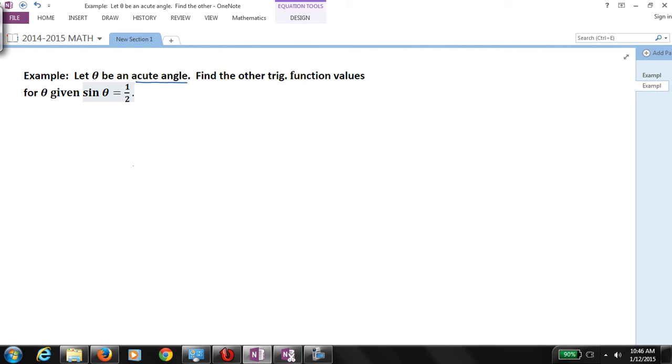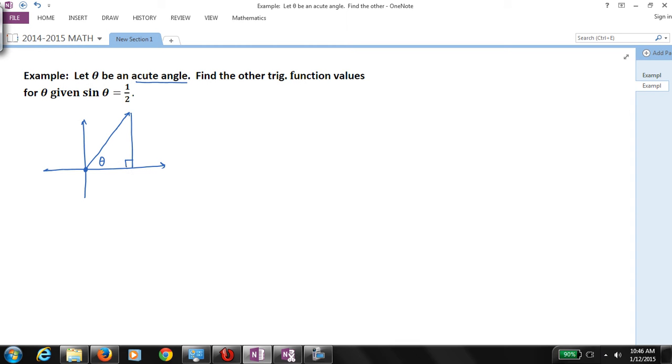The only difference between this one and the other one is there's no picture, so you have to draw yourself a picture here. Now they do say that theta is an acute angle. Remember, everything's going to be in standard form. So we start off here. We're just going to label any acute angle, and we're going to create a right triangle associated with this.